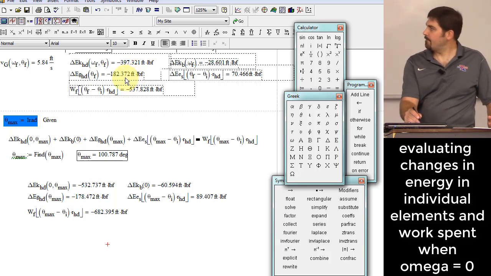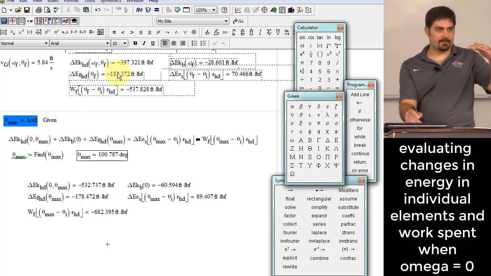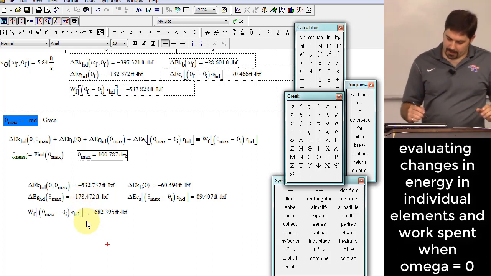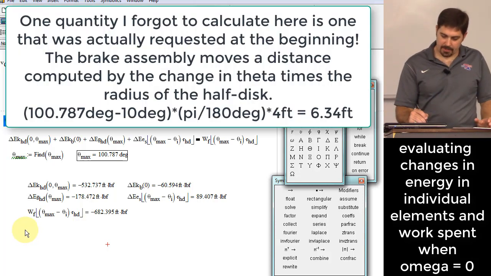Why is that? Yeah, it went back up a little bit. So we were at minimal gravitational energy when we were at 90 degrees, right? And then it began to roll a little bit more, and it started to achieve some of that gravitational energy back. All right.